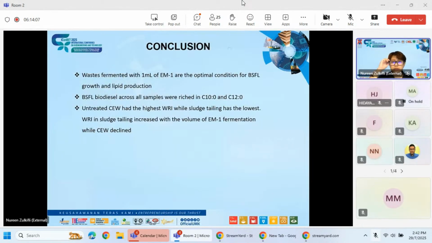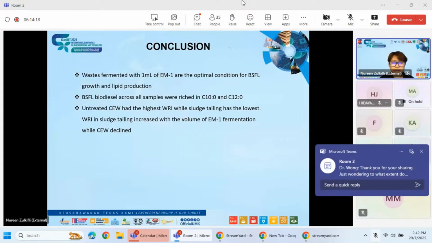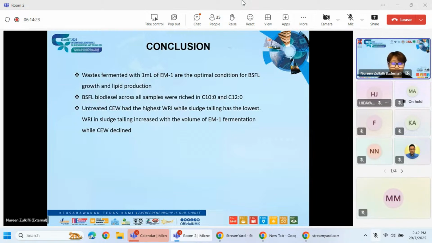In conclusion, the waste that are being fermented with 1 ml of EM1 are the optimal condition for BSFL growth and also lipid production. And the BSFL biodiesel across all samples were rich in C10 and also C12.